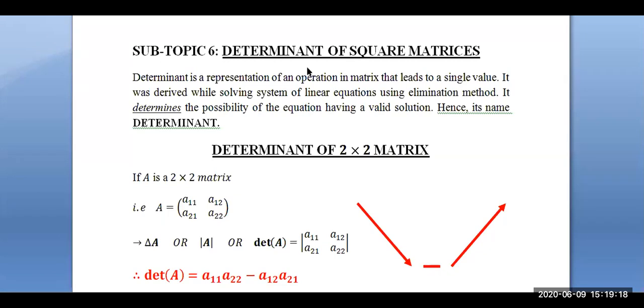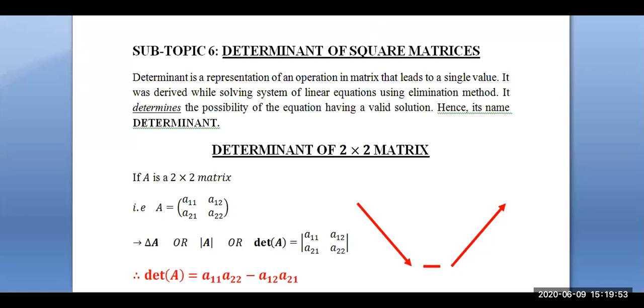It means that this determinant is only applicable to square matrices. It cannot be used for non-square matrices. It's not applicable to them. And what's the determinant of a square matrix? Determinant is a representation of an operation on a matrix that leads to a single value. So under determinants, you are going to be having a single value, either 4, minus 3 over 2, 0, 1, and all the rest of them.